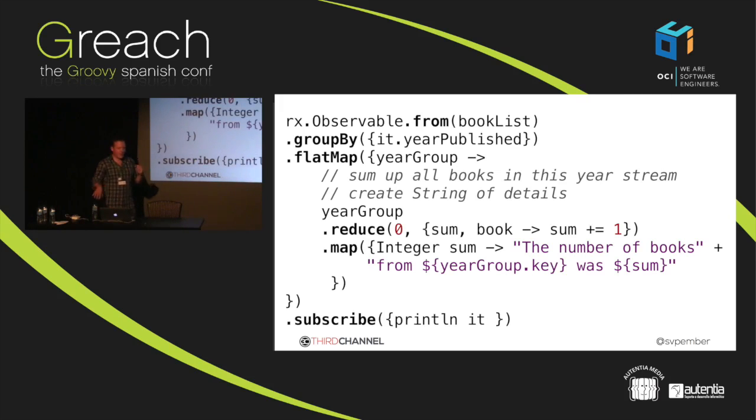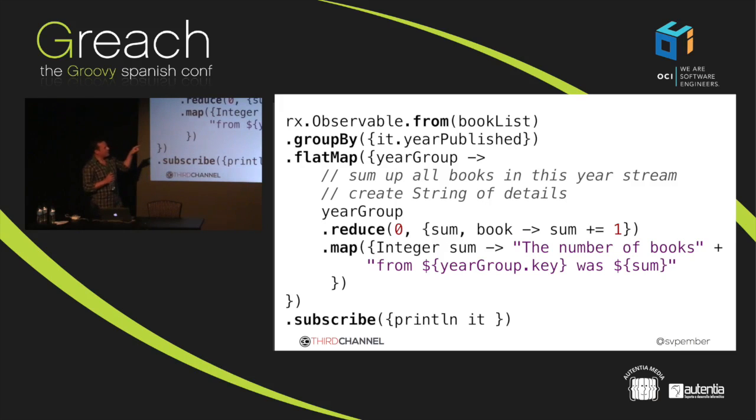Now, a function called flatmap comes to the rescue. It's commonly paired with group by, but it doesn't have to be. So what flatmap does is it expects you to return an observable, but it doesn't have to accept one, which I'll talk about in 1 second.